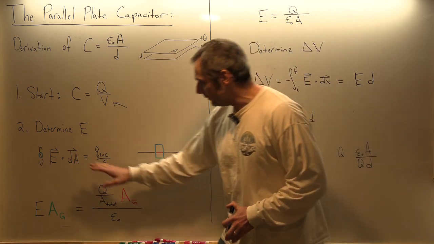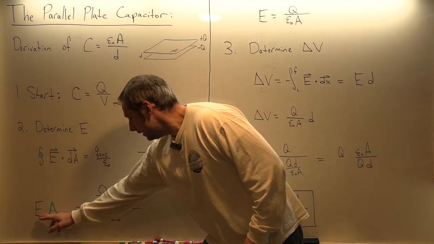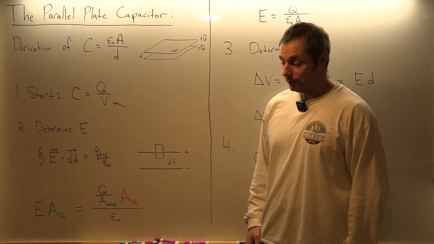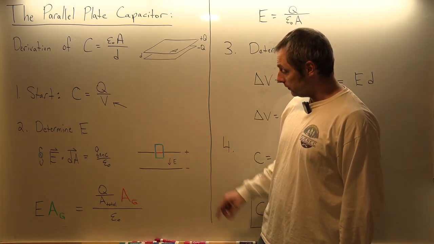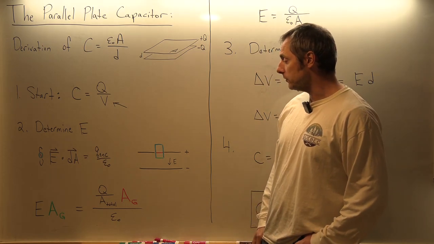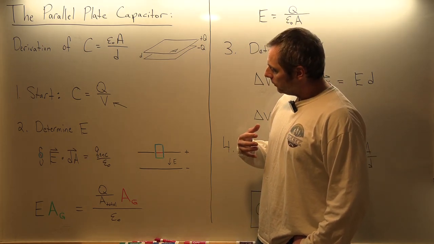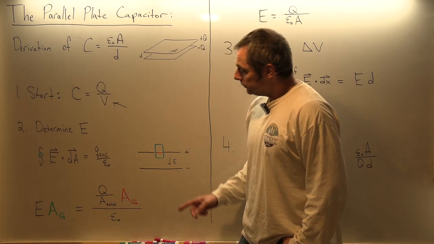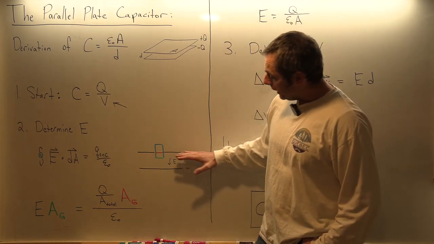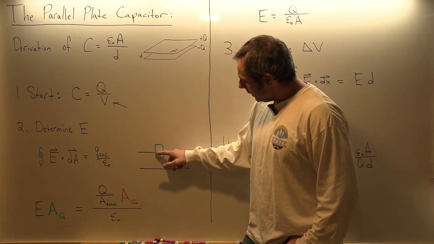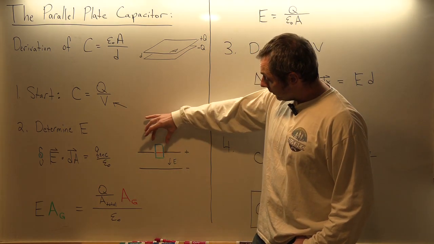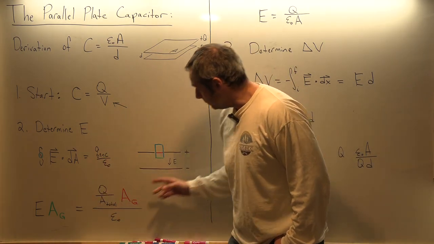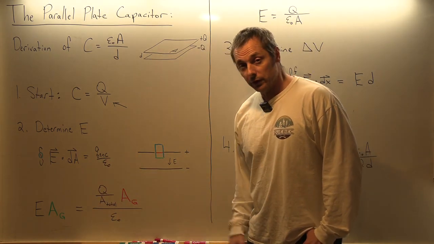Okay, so that's what the left side becomes: E times the area of our Gaussian surface. Not the area of the whole plate, right? Only the area of our Gaussian surface. That's the flux coming out of our box. And then that's going to be equal to Q enclosed over epsilon 0. Sigma, which is the total charge over the total area of the plate, times the area inside our Gaussian surface. Sigma times area gives us the coulombs inside our Gaussian box, over epsilon 0.